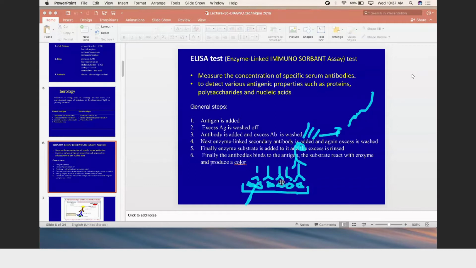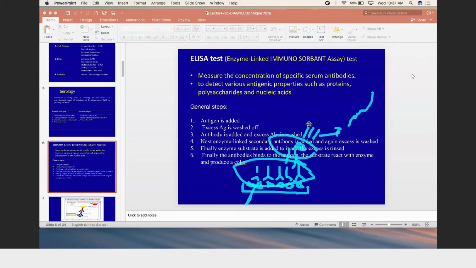So the higher the amount of antibody that binds to this first antibody, the color intensity also increases, meaning it becomes stronger. If it is red, it becomes more red. If it is green, it goes from light green to very dark green.